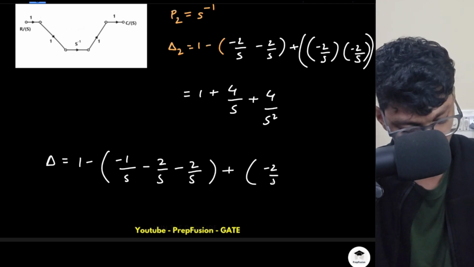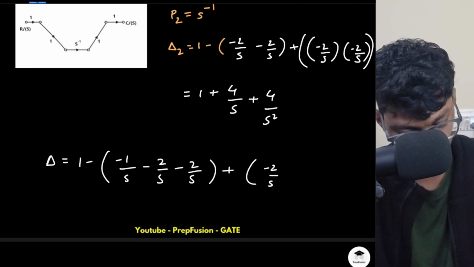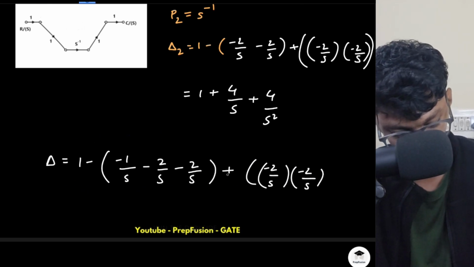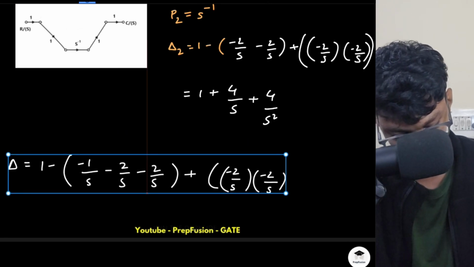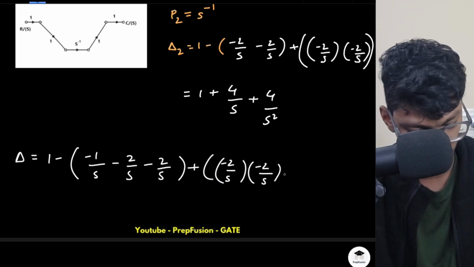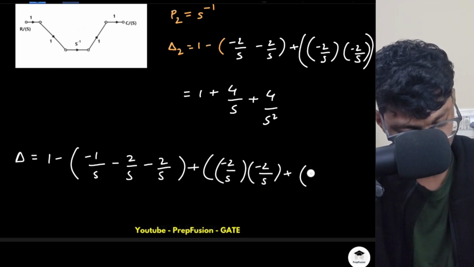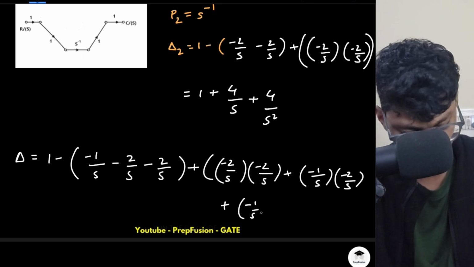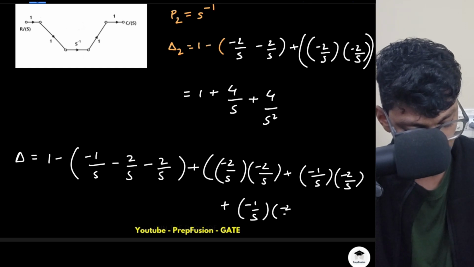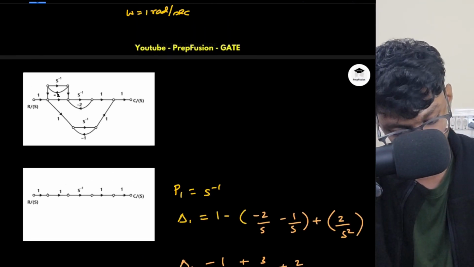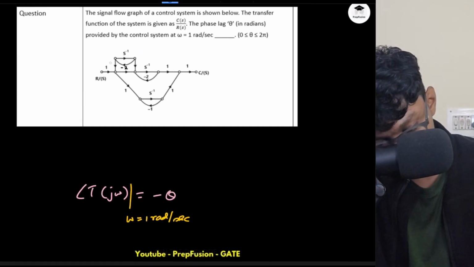So it will be minus 2 by S into minus 2 by S, plus minus 1 by S into minus 2 by S plus minus 1 by S into minus 2 by S. Are three loops non-touching? Yes, three loops are also there, that is non-touching. These three loops are non-touching.